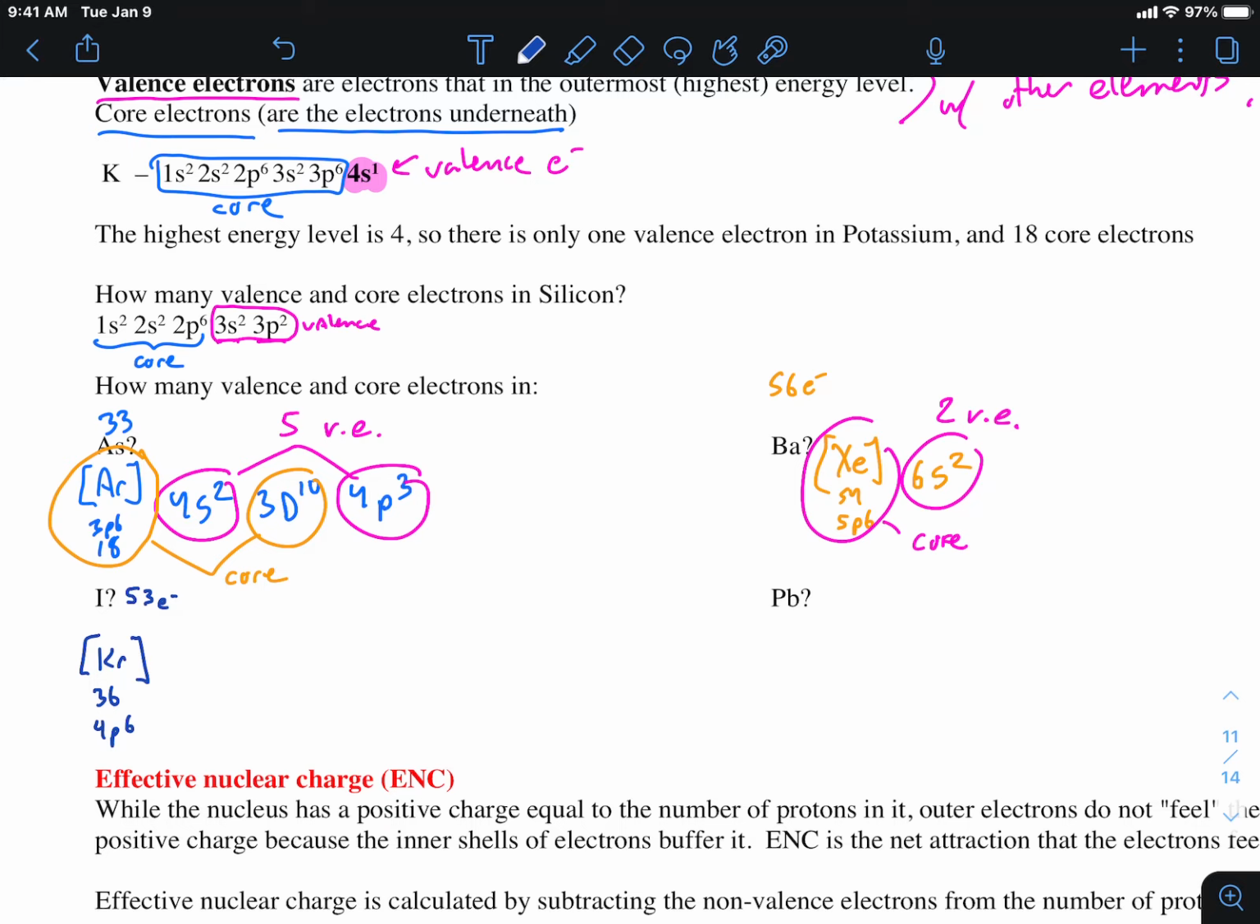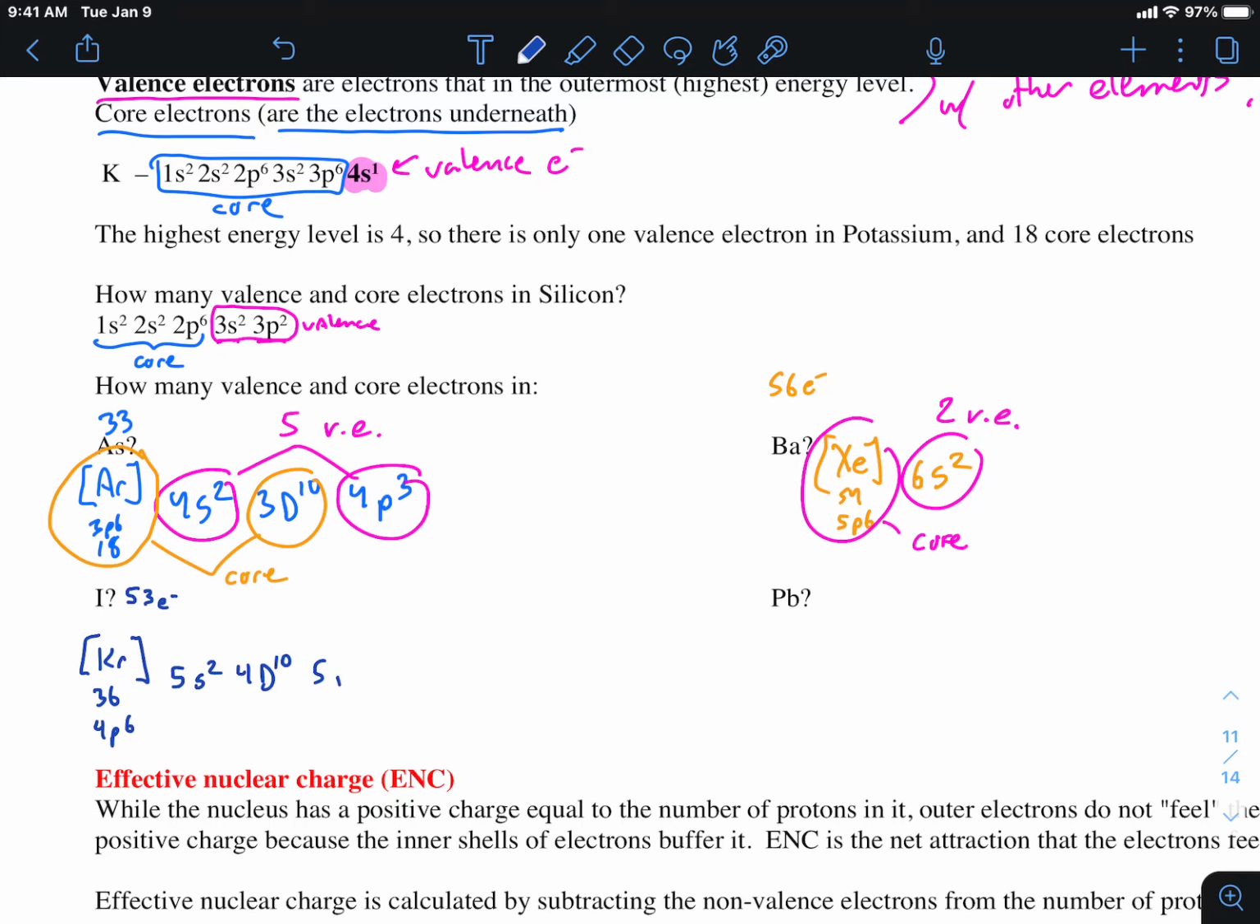So who's got a guess? How many valence electrons are in iodine? Jason? 7, good. Okay, so let's write this out. We start with krypton. Krypton ends at 4p6, which means we start here with 5s2. After 5s2 comes 4d10. And I have to work my way up to 53. So 36 plus 2 is 38, plus 10 is 48. So I've got 5 more to go.